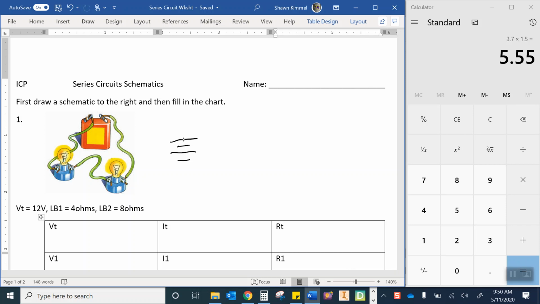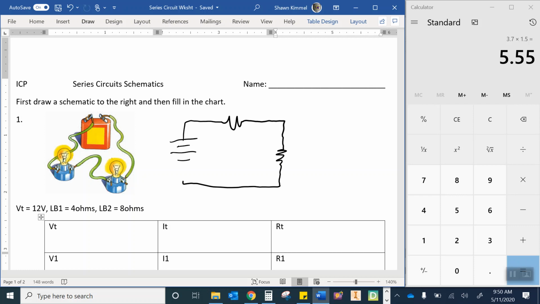Then I've got to put two light bulbs on here. So I'm going to put one resistor and then another resistor. And I come back. Remember, when it comes to these schematics, we want to make them in the form of boxes or squares or rectangles. Now, I've drawn resistors. The way we make them into light bulbs is we simply put a circle around them.